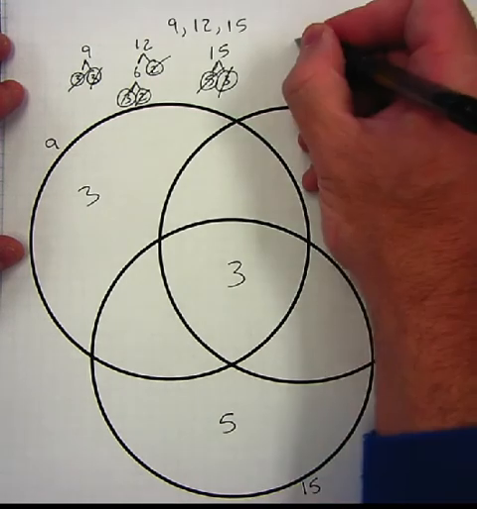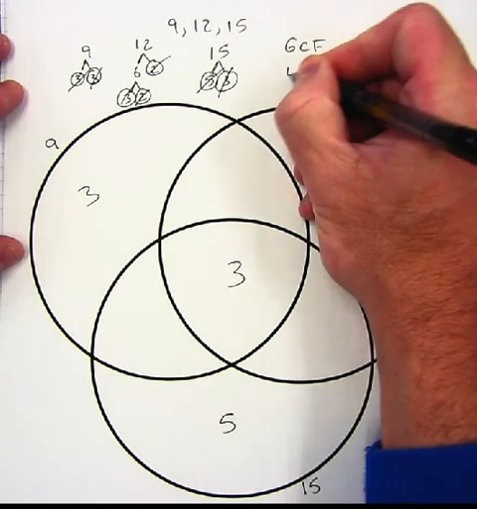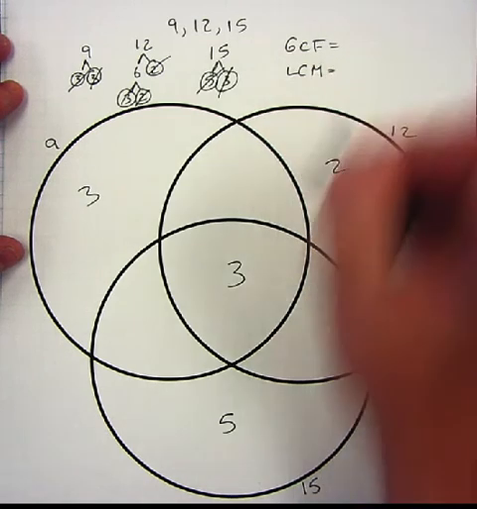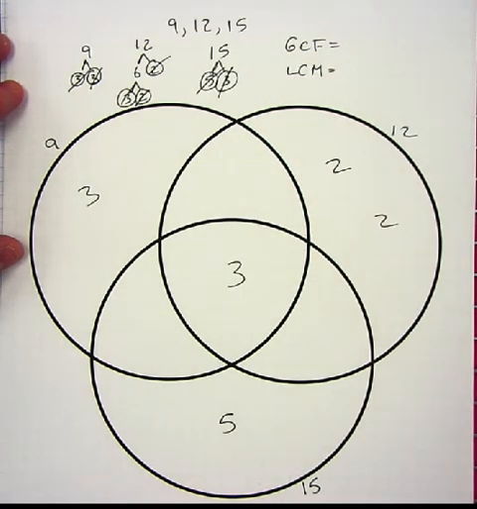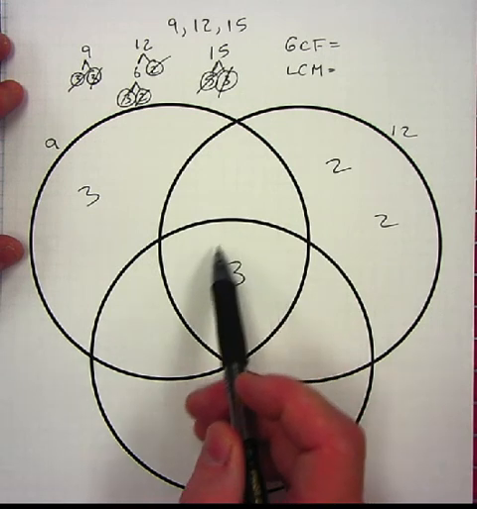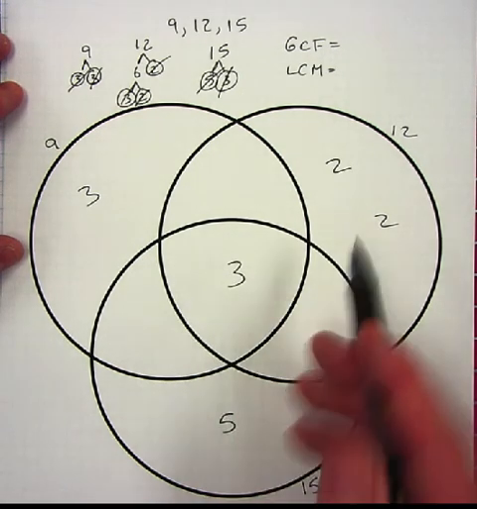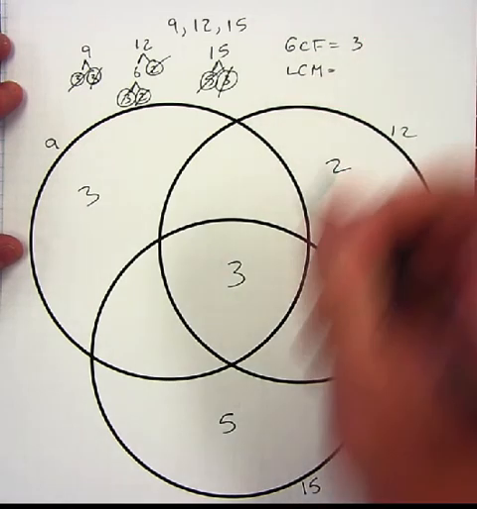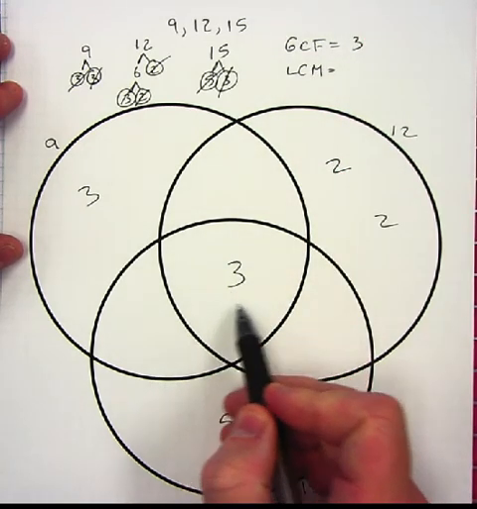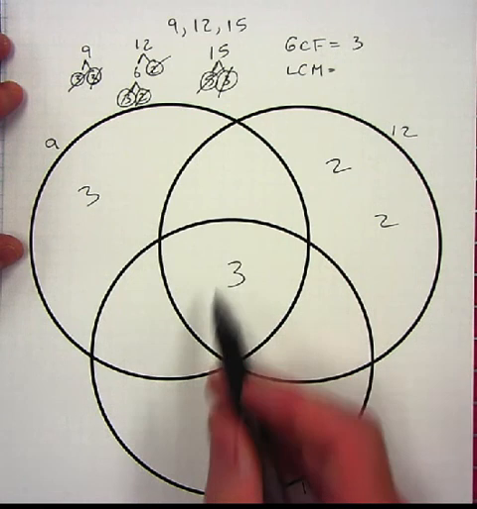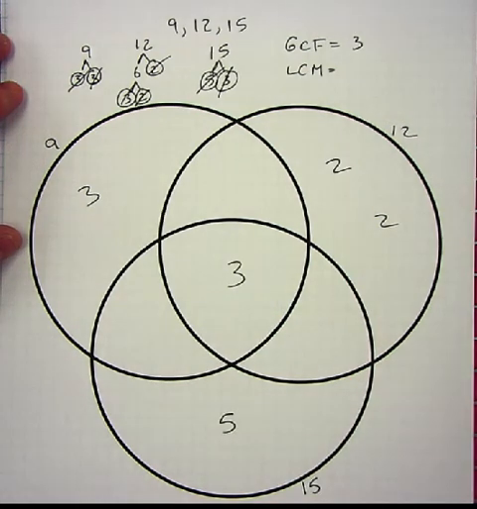We're going to find the GCF and LCM the same way we did in the other video. The greatest common factor is the product of the factors that are shared by all three numbers. In this case, there's only one factor that's shared by all three numbers, and that's 3, so that is the greatest common factor. If there were more than one prime factor in this section, we would multiply them together, and the product of those factors would be our greatest common factor.